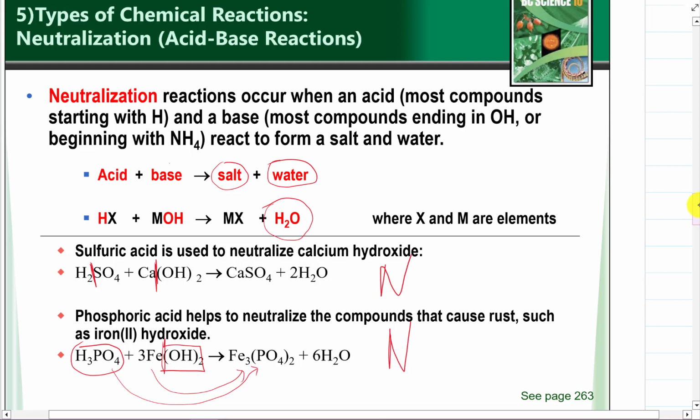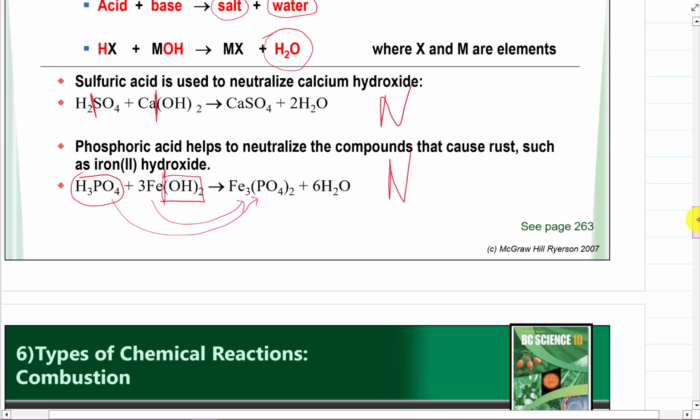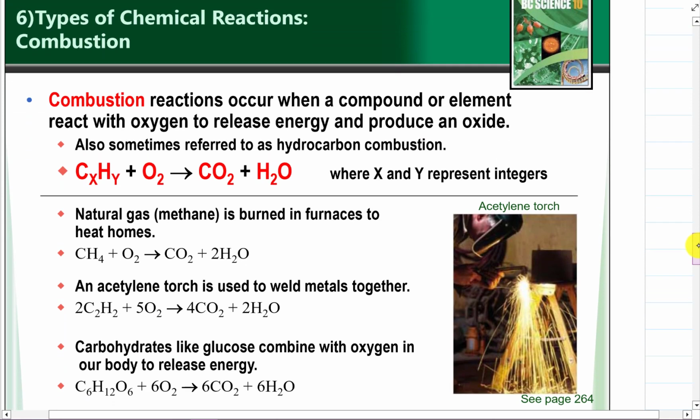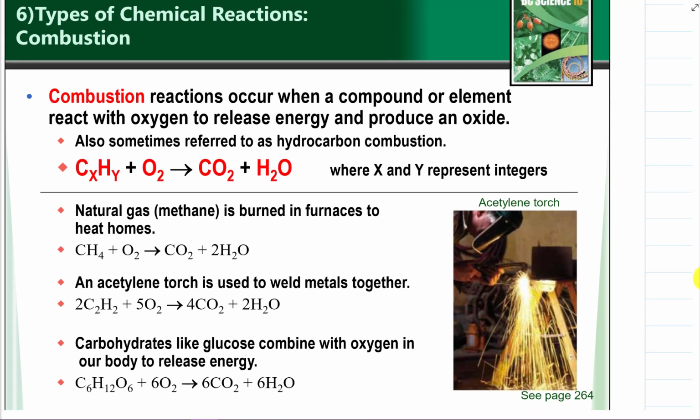The last type of reaction is combustion. This one's going to drive you a little crazy, but it shouldn't because there's three prescribed things in our reaction. We're always going to have oxygen. We're always going to have carbon dioxide. And we're always going to have water. Those three things have to be there for every combustion at the Science 10 level.